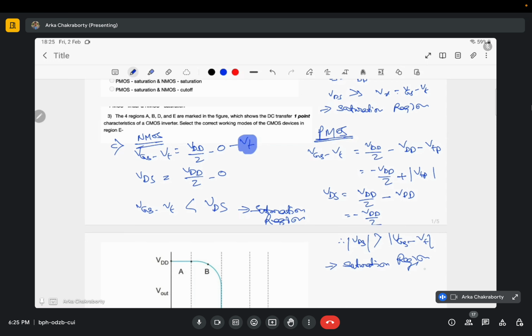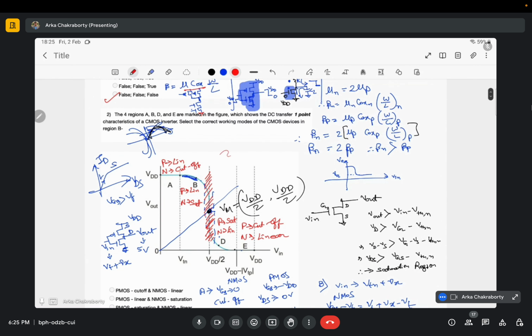So you can see in this region C, both my PMOS and NMOS are in saturation region. Basically when the input is low, my NMOS is in cutoff and PMOS is in linear condition. Then as I keep increasing this voltage, it enters a region where my NMOS is in saturation while PMOS is still in linear region. When I further increase this voltage to around VDD by 2, both my PMOS and NMOS go to linear region.